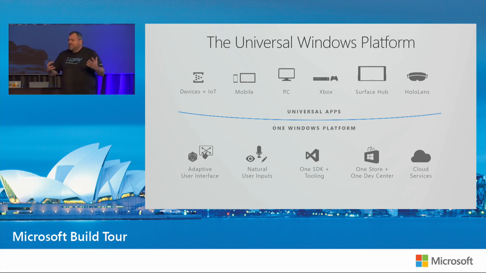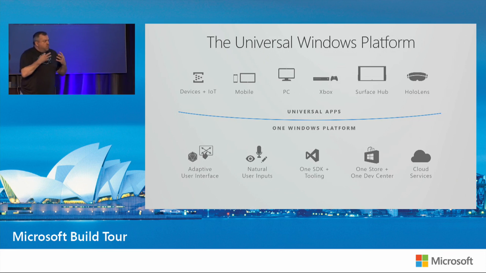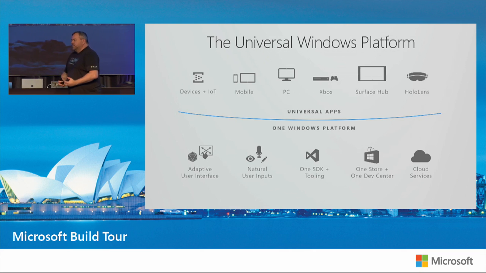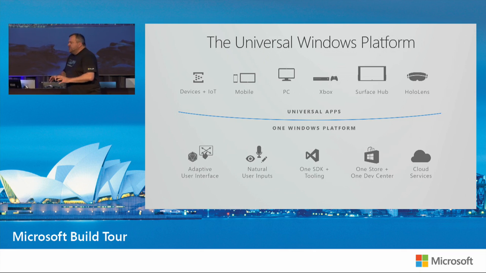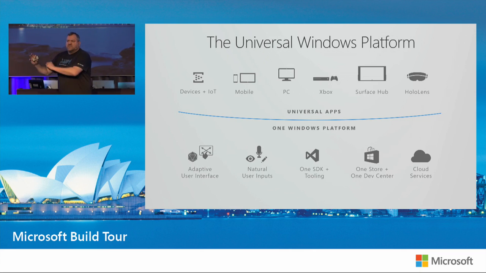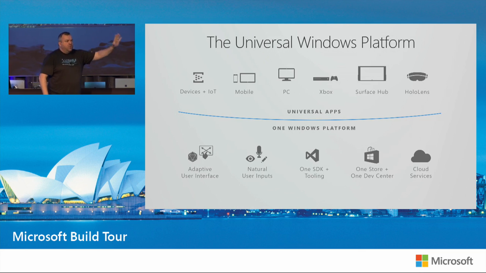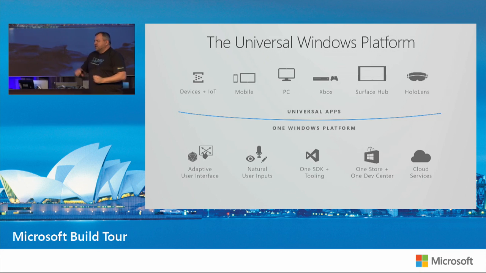And to support those applications that are on all of those platforms, we needed to give you one Windows platform from a developer perspective to write apps to. And that platform had to give you an adaptive user interface. You need to be able to build applications that will work on all these different form factors. You have a way of presenting the UI that is appropriate for an IoT device, that is appropriate for a desktop PC, that is appropriate for a Surface Hub.